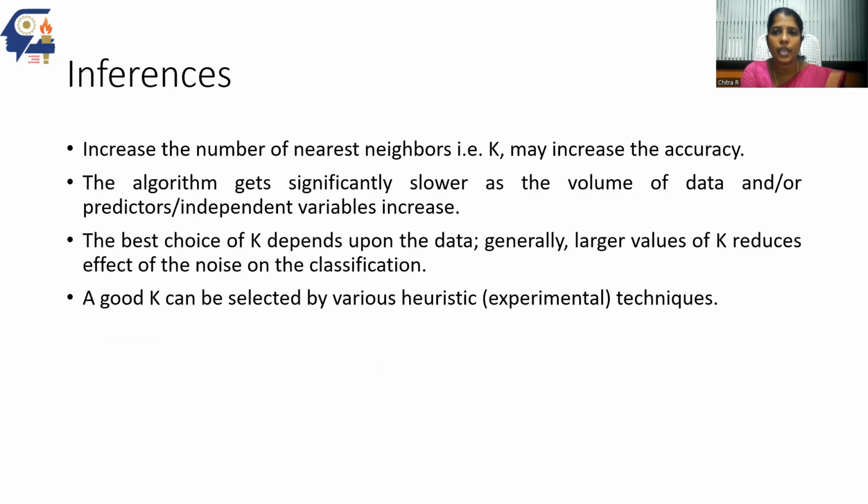Then the inferences from the K nearest neighbor classifier: if the number of nearest neighbors increases, there is a possibility of increase in accuracy. Similarly, this algorithm gets significantly slower if the data set contains a large amount of data. As the volume of the data increases, it becomes slower. The best choice of K is again a question mark, and that is a challenging one. A good K can be selected by using various heuristic techniques, trial and error. Optimization techniques can also be adopted to identify the K values. So you check the classification accuracy with the help of different K values.